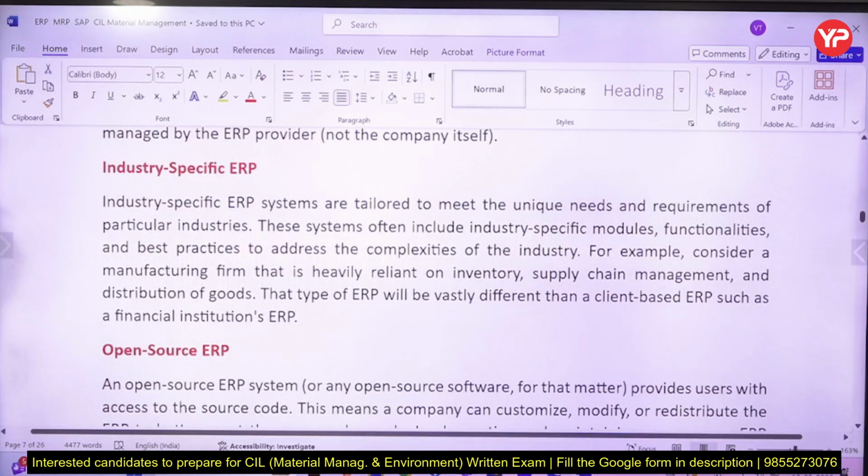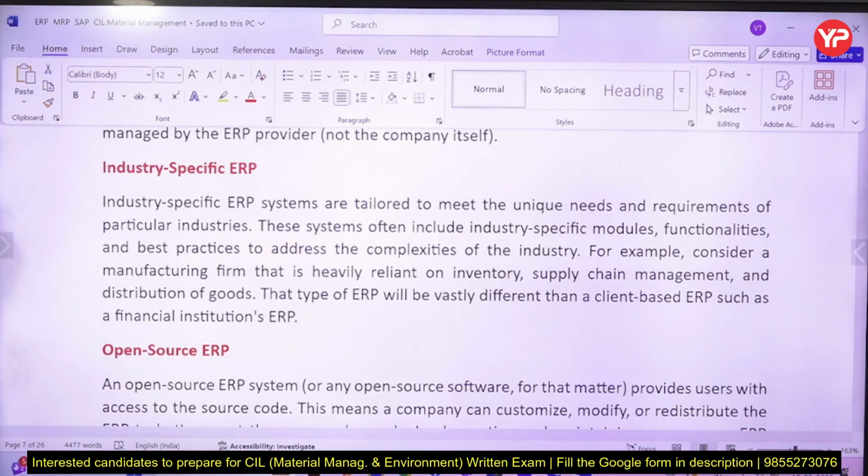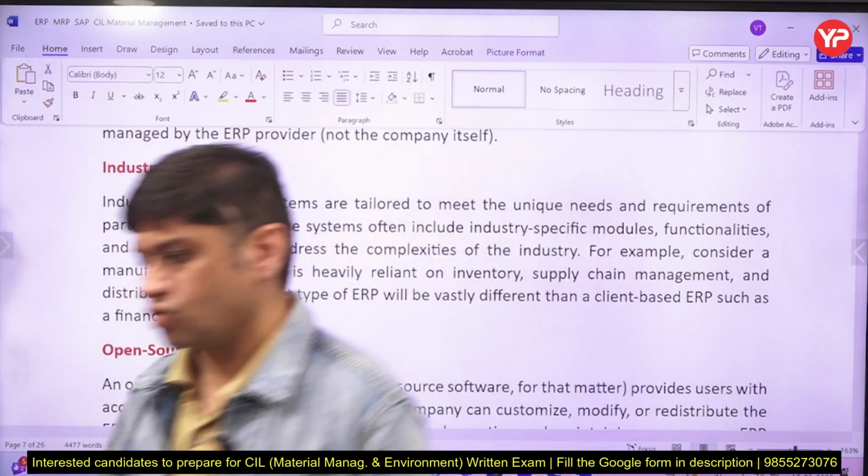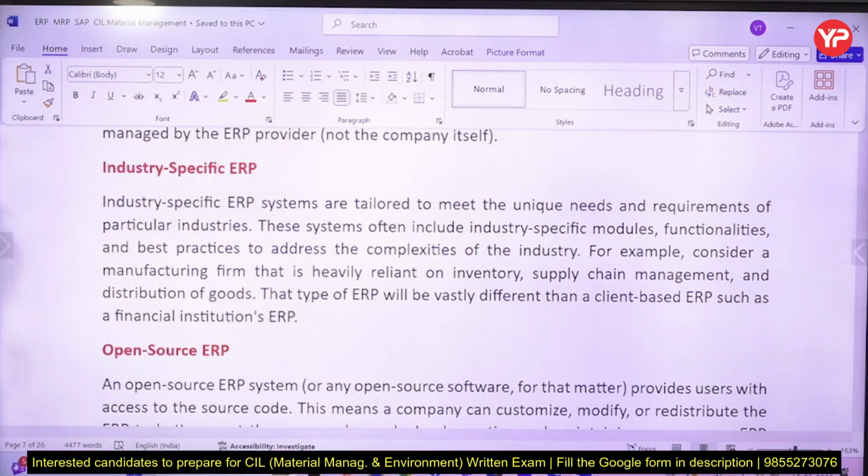Industry specific ERP. Unique needs and requirements of particular industries are met. Right, so sometimes you are taking the customized ERP which is specific to your industry. Only your requirements and your demands are met. Let's say construction industry or let's say automobile industry. A particular industry is looking for particular information. So वो आपका tailor made customized industry आपके लिए बन जाती है.